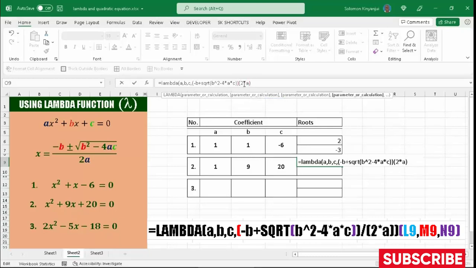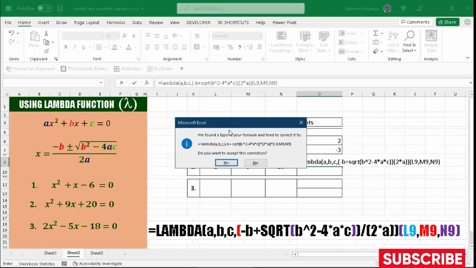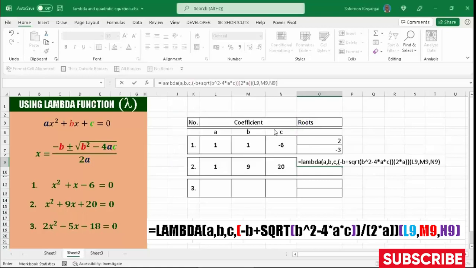Close the bracket, and then close the lambda bracket, then open the bracket and now input these values: the value of a, so comma, m9, which is the value of b, then n9, the value of c. Close the bracket and then enter. There is a bracket which we have not closed, so let us check.